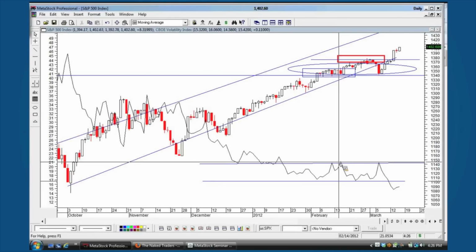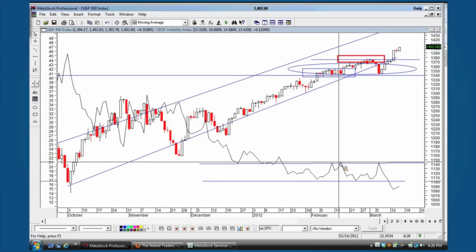Now let's peel back the layers of the onion and go a little bit deeper. Let's take a look at the internals. Let's go a little bit deeper and find out where the big money's going. So when the market is going up, you want to go with that trend. When the market's going down, you want to go with that trend.